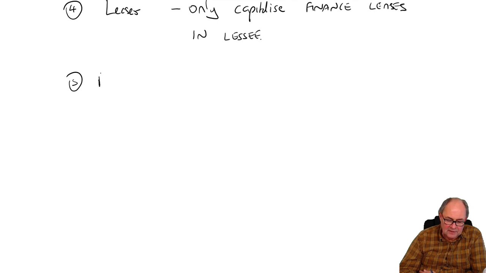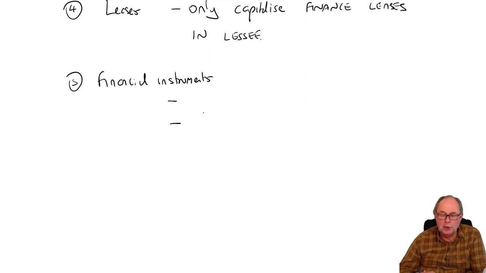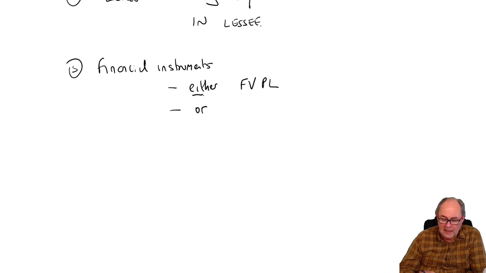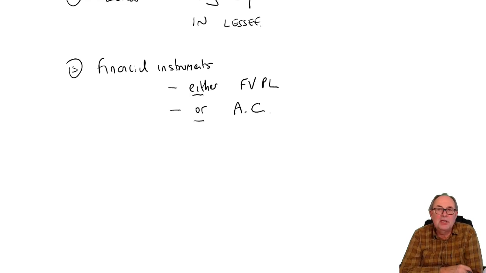Next, financial instruments. This is slightly better news. It's much simpler. So there are only two ways of measuring. Either fair value with gains or losses going to the P&L, or amortised cost. So there's no fair value through OCI under UK standards.